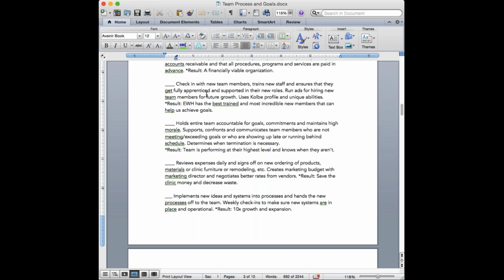All right, next checklist, or next box is holds the entire team accountable for goals, commitments, and maintains high morale, supports and confronts and communicates team members who are not meeting or exceeding goals. Maybe they're showing up late or running behind the schedule, and they're also going to determine when termination is necessary. So some things to keep in mind there.